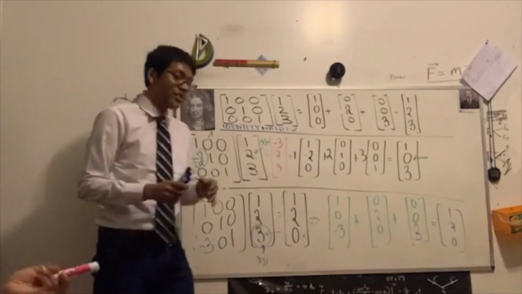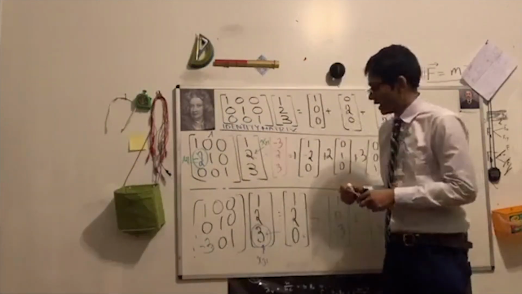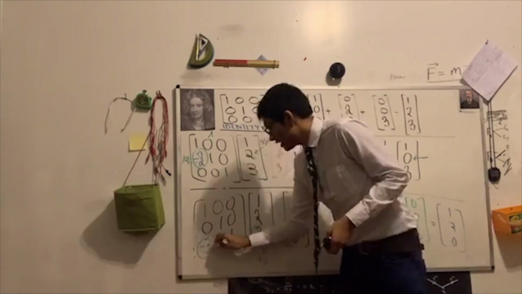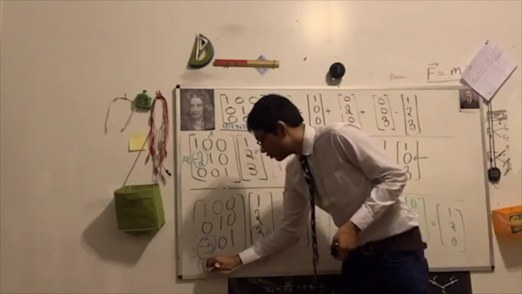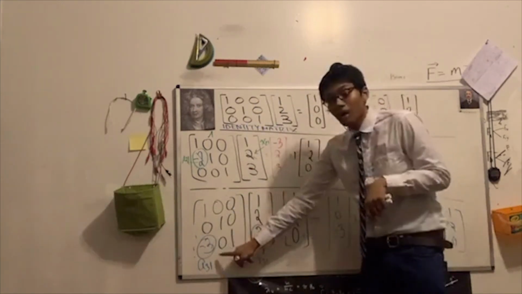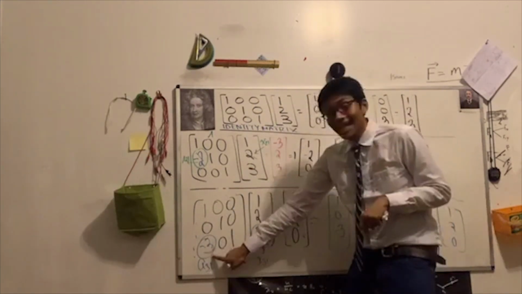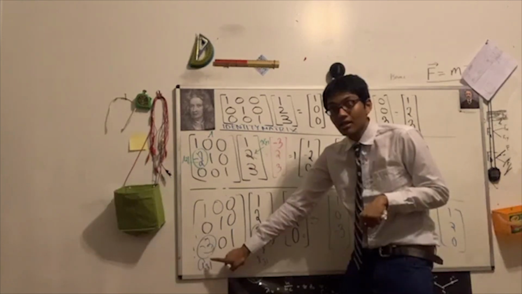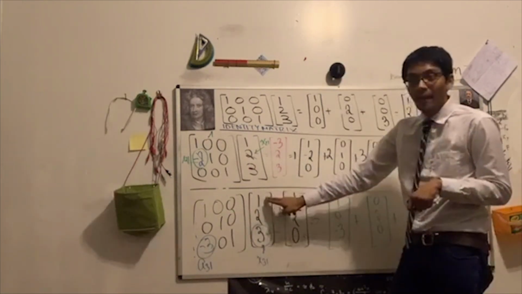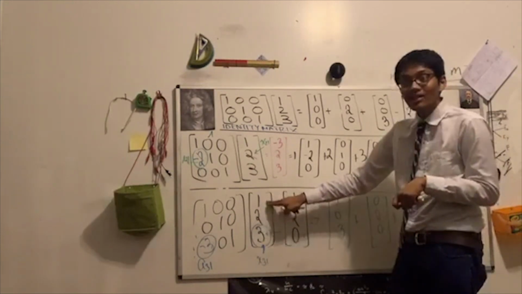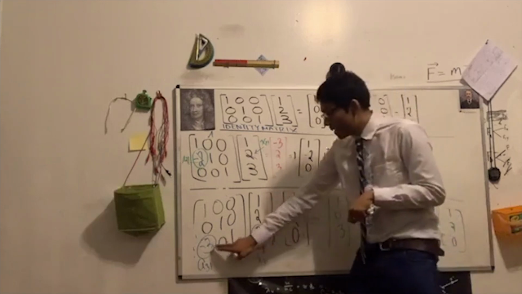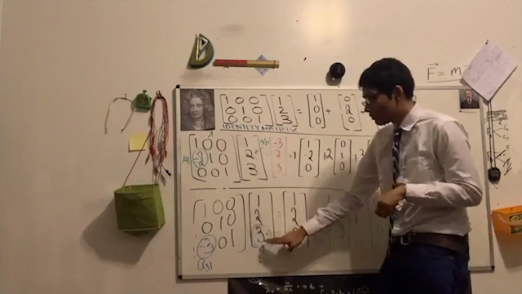Let's try to understand what's happening here. This entry is in row 3, column 1, right? I'm going to take this entry, multiply it by whatever the first entry in our vector is, and add it to this. So, -3 times 1 plus 3.